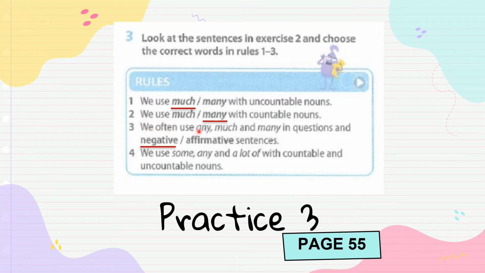We often use any, much and many in questions and negative sentences. Okay, we use any, much and many for question, untuk soalan dan negative statement. Apa-apa benda negatif, ayat negatif kita kena guna. Selalunya kita akan guna any, much and many. Kena antara tiga ni. Okay. The next one, we use some, any and a lot of with countable and uncountable nouns. Okay, kita akan guna some, any and a lot of untuk countable and uncountable nouns.